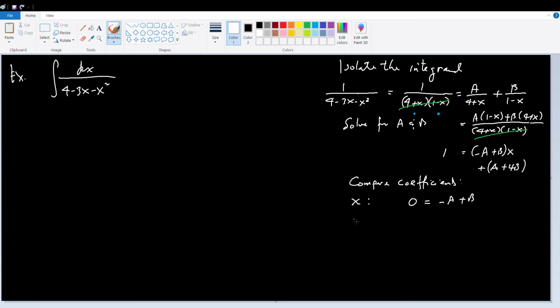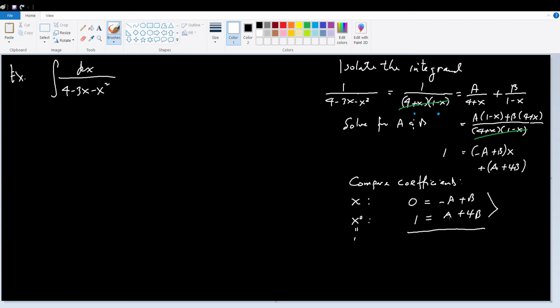Then we also compare the constant. Actually, the constant is x to the 0. X to the 0 is 1. So the constant at the left side is 1. And that must equal the constant at the right, which is a plus 4b. So what we have here are two equations in the unknowns a and b. So we solve for a and b, or we solve for these two equations simultaneously.